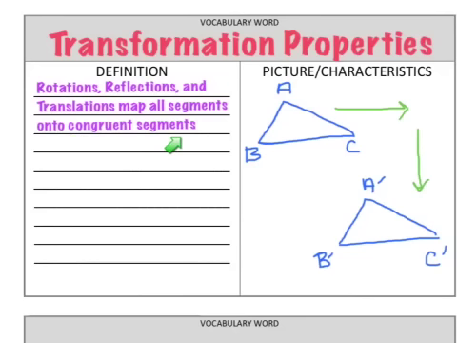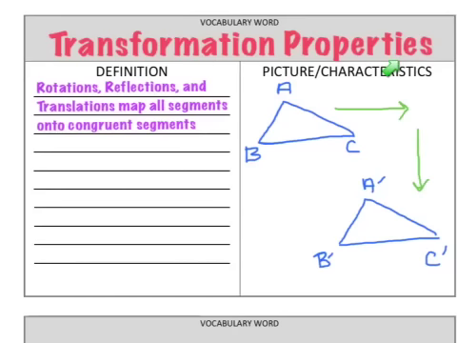What that means is, if you look over here at triangle ABC, let's say that we translate it to the right and then down, and we end up with triangle A prime, B prime, C prime. Because we used a translation, segment AB is congruent to segment A prime, B prime, using the transformation properties.